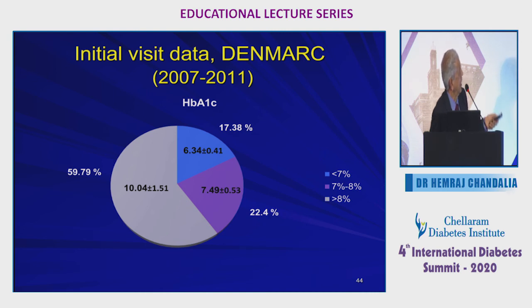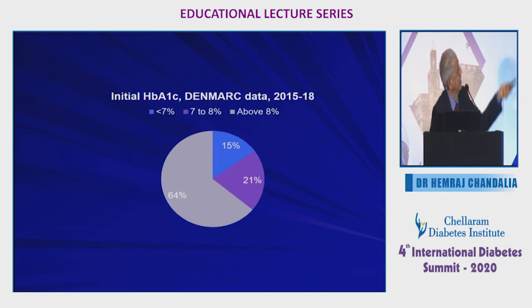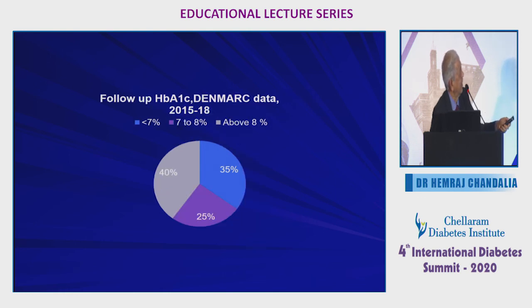So this is how they came. Uncontrolled was 60%, and we were able to control half of them well. This was the status until 2011. Look how it is changing now. Again, they present like this, 64 uncontrolled, this much good control, this much fair control. You see, this is what it is.